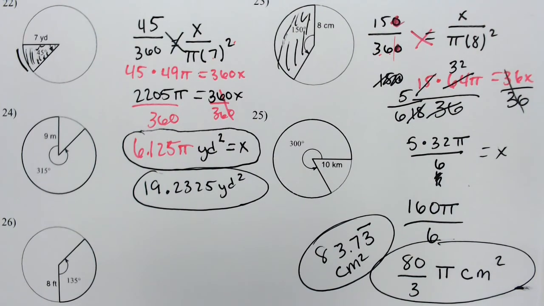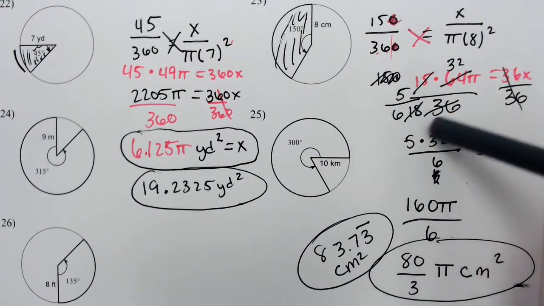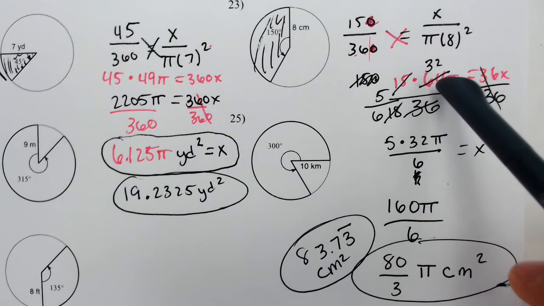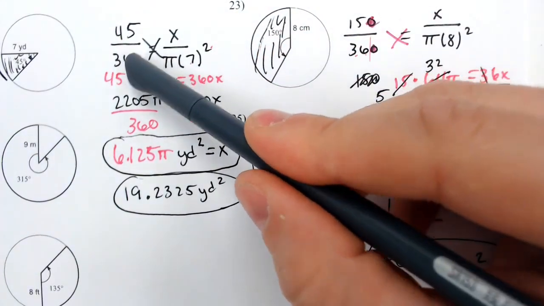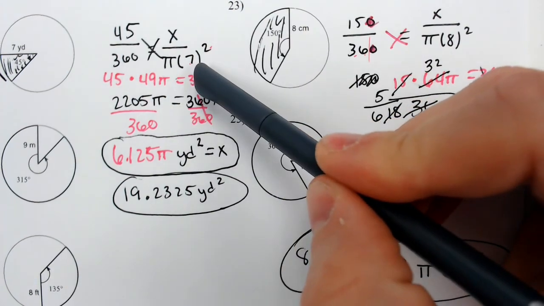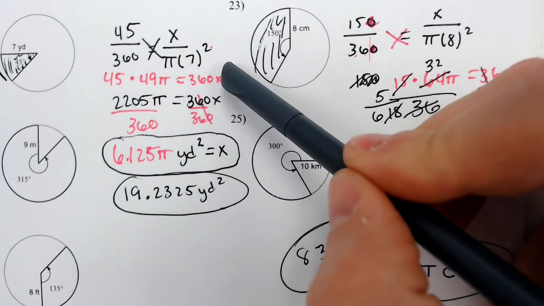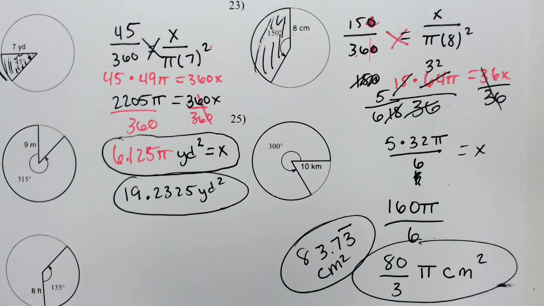All right, so I showed you different ways that you could simplify this, but all in all, the problem remains the same. You always want to put the degrees out of 360 equals what out of either pi r squared if it's the area, or 2 pi r if it's the circumference. Don't overthink it. It's all that simple.